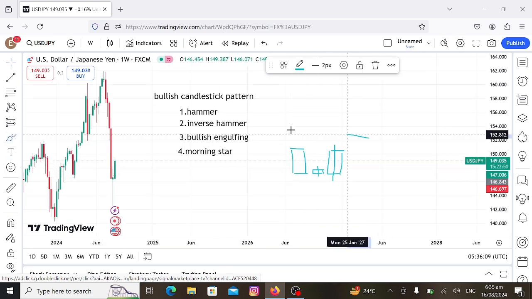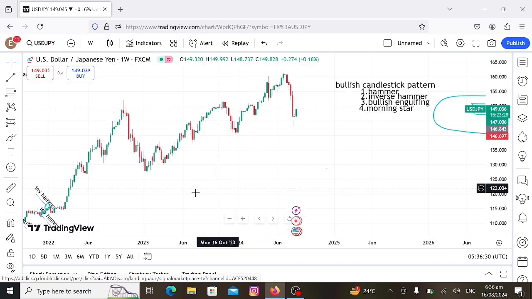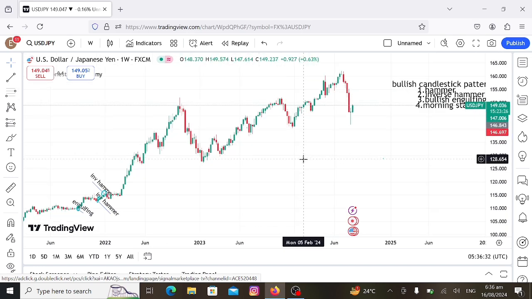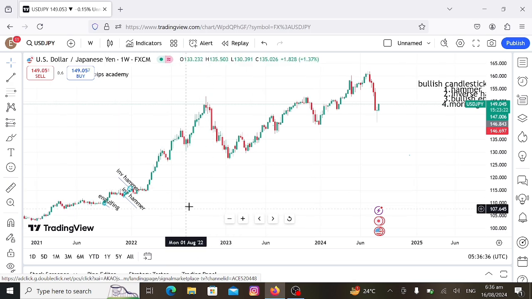So whenever you see something like this on any chart, a money star, and also a bullish candlestick pattern. Three is a bullish candlestick pattern. So let's transport it across as a money star.